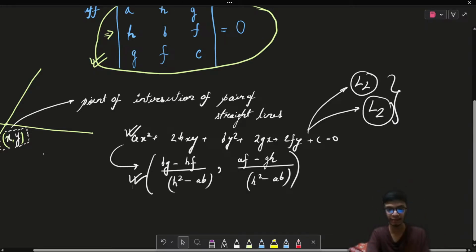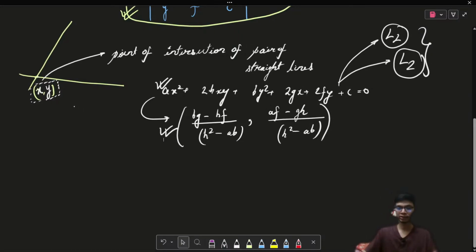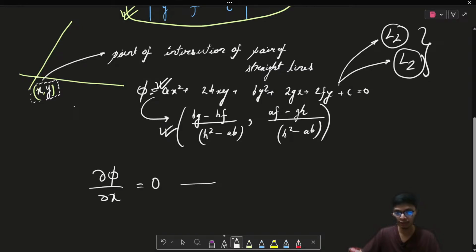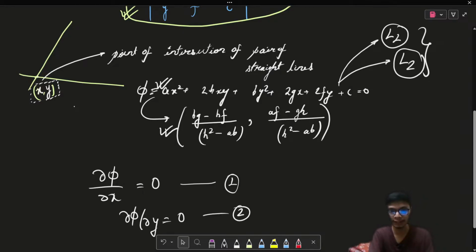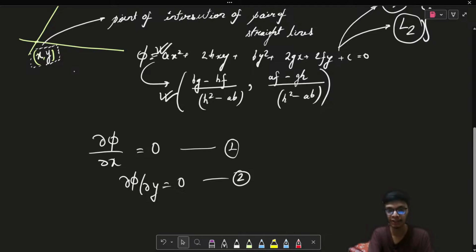But if you want to directly get the point of intersection and you don't want to remember the formula, the easiest way is, first of all, to assume this particular expression to be some expression phi. So what I'm going to do is partially differentiate this phi with respect to x and equate it to 0. That would give me one equation, and secondly I will differentiate this phi with respect to y, and that would give me another equation, right? So by partially differentiating phi with respect to x and y, I will obtain two equations, right?